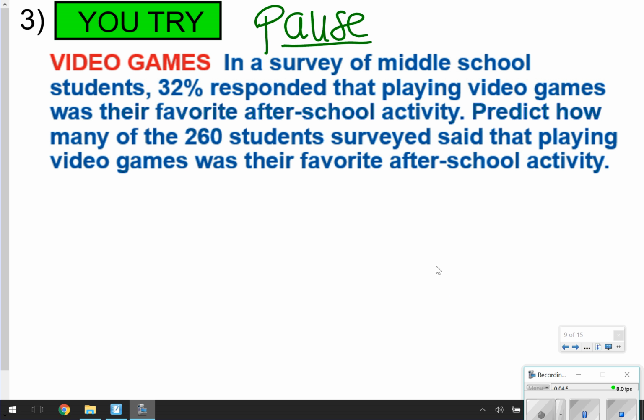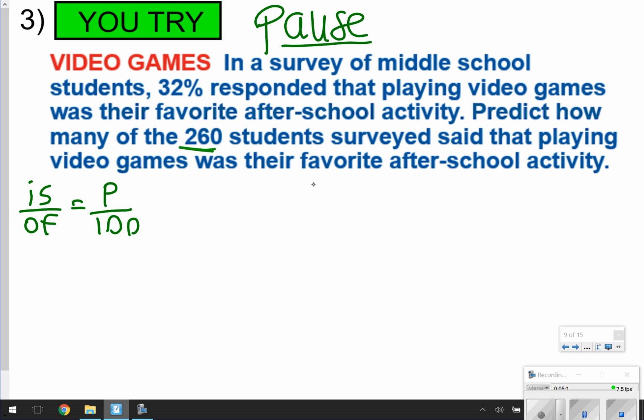All right, so here we go. In a survey of middle school students, 32% responded that playing video games was their favorite after-school activity. Predict how many of the 260 students surveyed said that playing video games was their favorite after-school activity. Again, you should be using the proportion is over of is equal to P over 100.